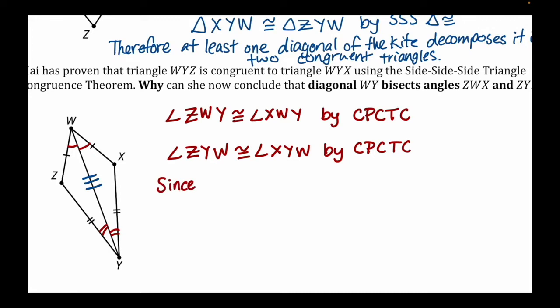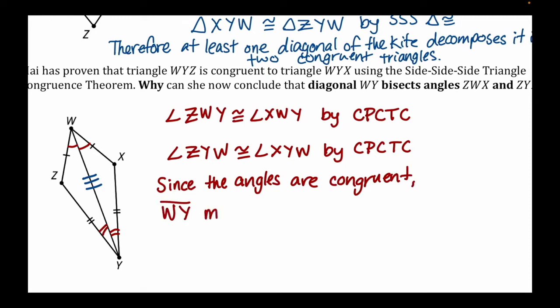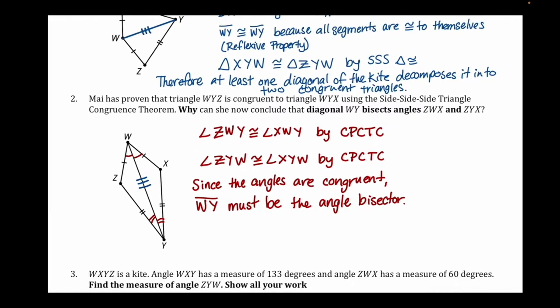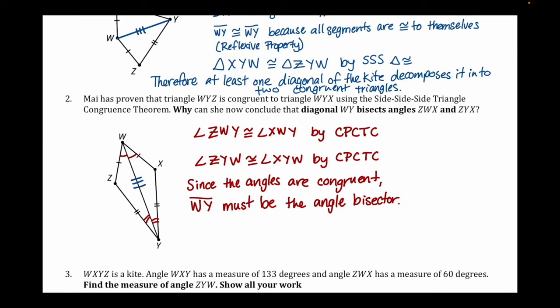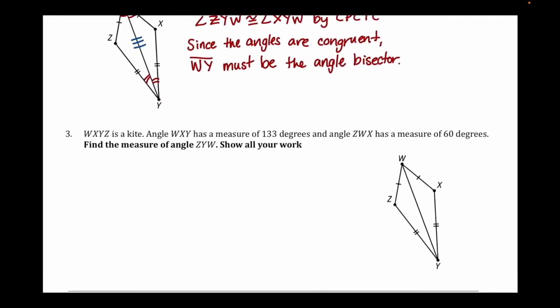So we can say, since the angles are congruent, WY or segment WY must be the angle bisector, which is its definition, that it would split those two angles into two equal pieces. That is what it means to bisect an angle. So let's move to question 3.